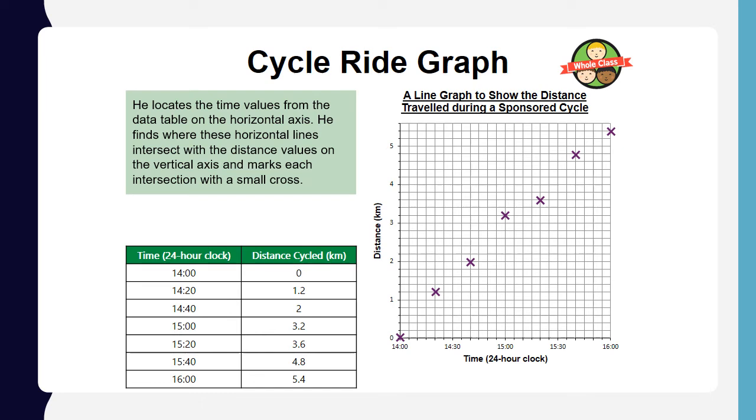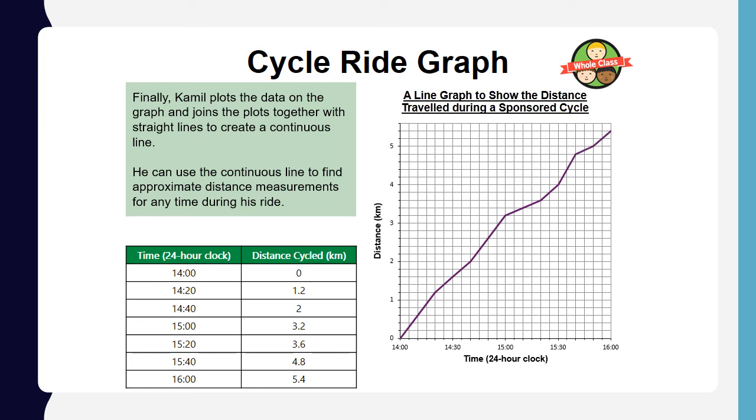Now, he isn't finished there. He then needs to draw a line. He needs to join the plots together with straight lines to create a continuous line. So he uses a ruler to do this, and with his ruler he draws a line from each point to the next point. Okay, so it might not look like he used a straight line. He used a ruler, but he did. He's used a ruler to plot it, and then once each coordinate or point has got to the next one, he's had to change the direction of his ruler to line it up with the next point.